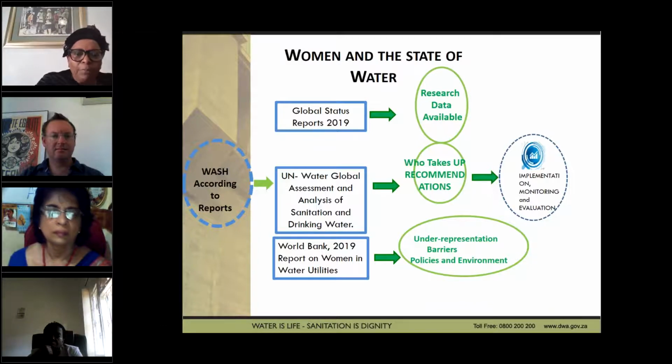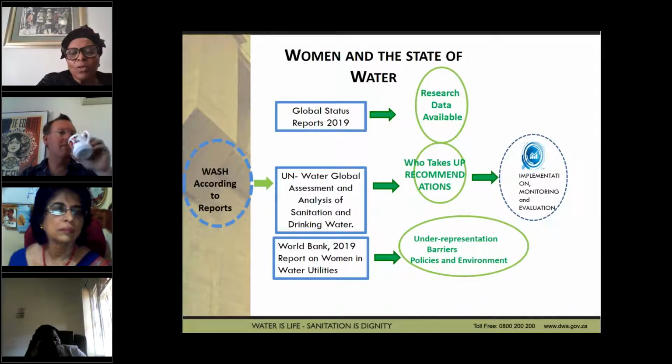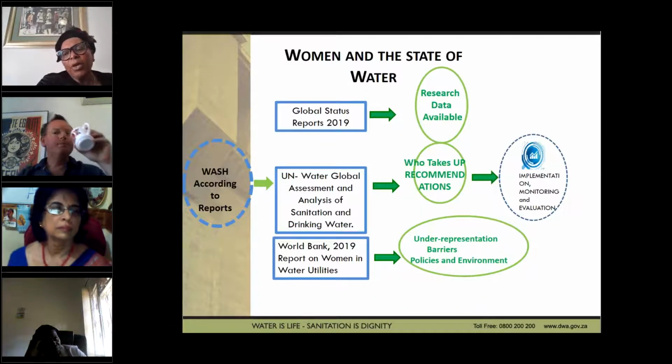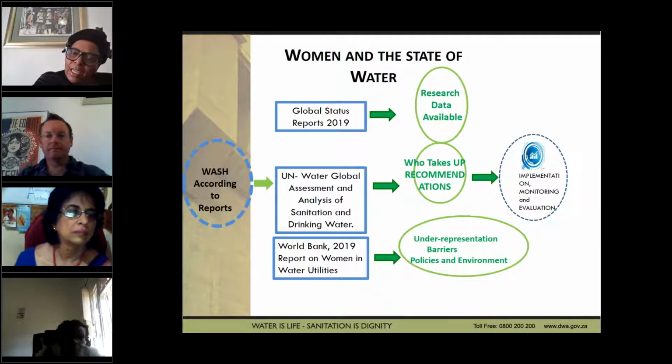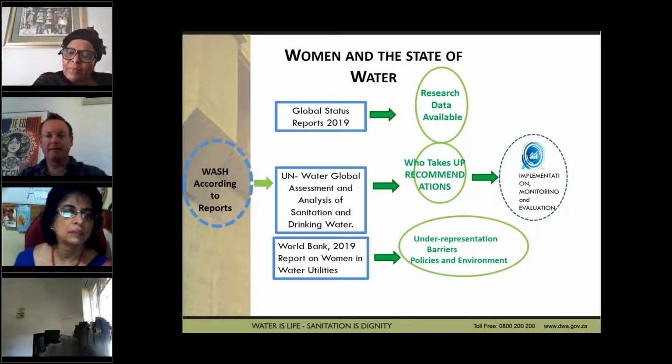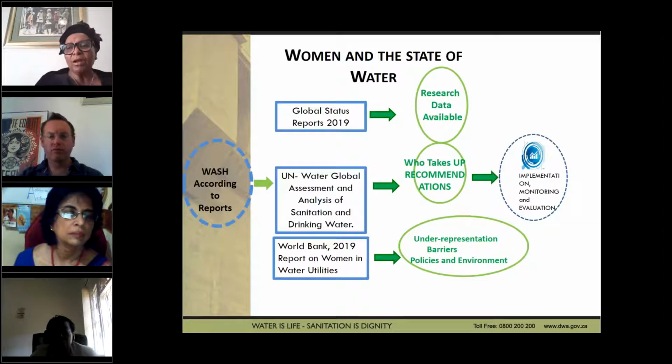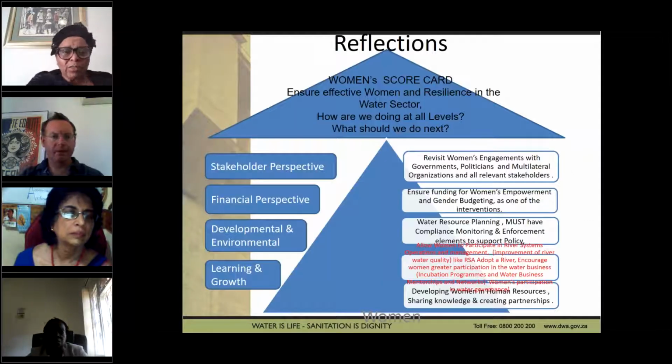And we've got the World Bank 2019 report on women in water utilities. It showed that there's underrepresentation and there are barriers that include policies, work environments and all of that. At the end of this slide, I would want to say implementation, monitoring and evaluation is very key for us to achieve what we have to achieve for our women. And at the end, the reflections should be done by ourselves.